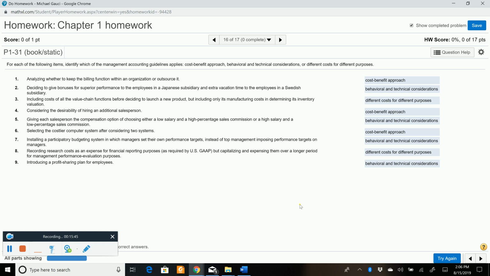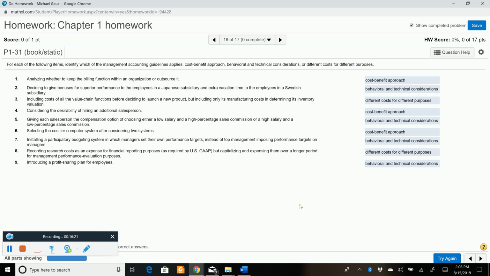Number 3, including costs of all the value chain functions before deciding to launch a product, but including only its manufacturing costs in determining its inventory valuation. This is an example of different costs for different purposes. In one situation, we're going to look at all costs, but in another situation, it's more beneficial to us just to look at the manufacturing costs, maybe not the period costs for our purposes. So different costs for different purposes.